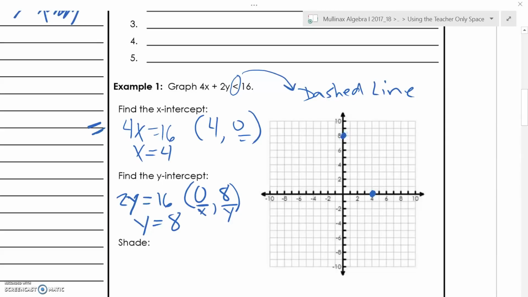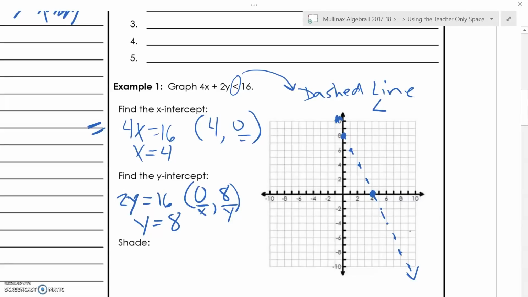We can now use rise over run to see that the slope is down 8, right 4. Negative 8 over 4 is negative 2. So we can fill in negative 2 over 1, down 2 over 1, and we find more points that would be on the line. Since it's less than only, these points only make up the line that would make 4x plus 2y equal to 16. Are the points on this line solutions? No. Hence the reason why we dash the line.